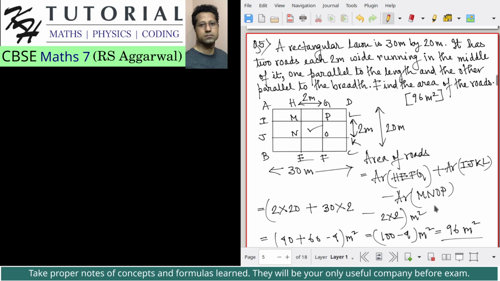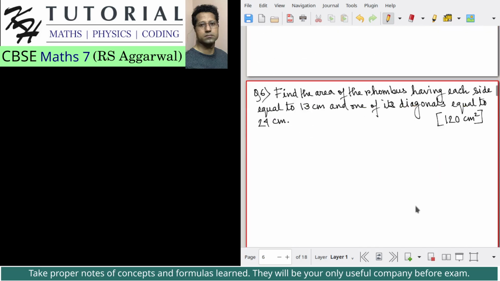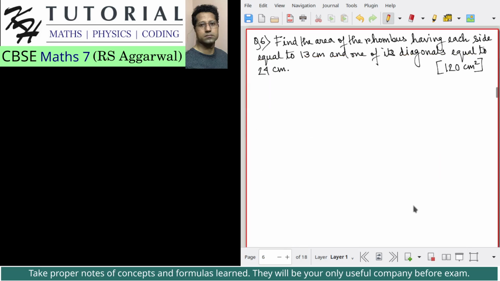Okay, let's see the next problem. Question number 6 says, find the area of the rhombus having each side equal to 13 centimeter and one of its diagonals equal to 24 centimeter. So length of one diagonal is given and the length of each side is given. To find the area of a rhombus, we need the length of the two diagonals. So we have to find the other diagonal. How do we find the other diagonal? From one diagonal and length of each side.